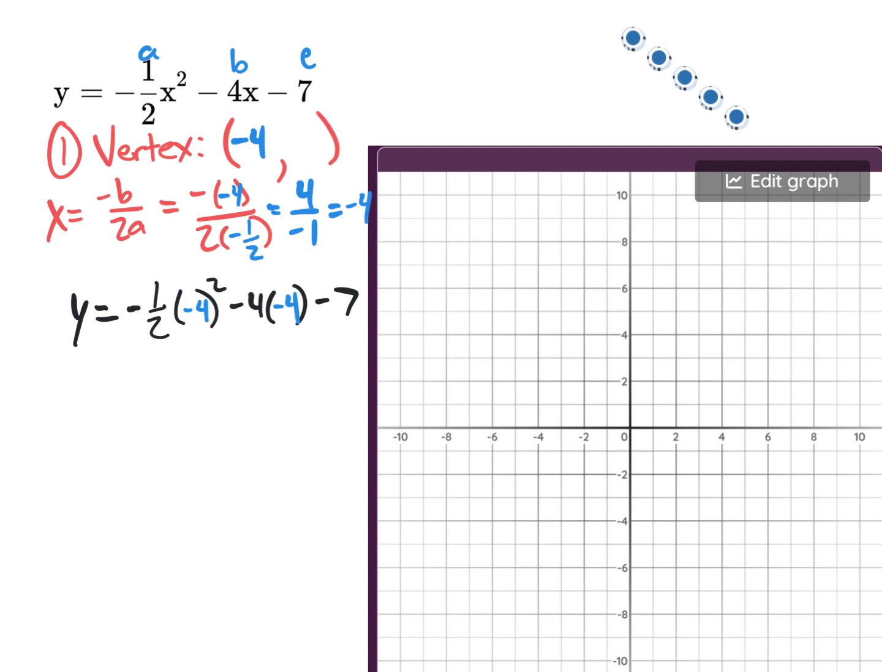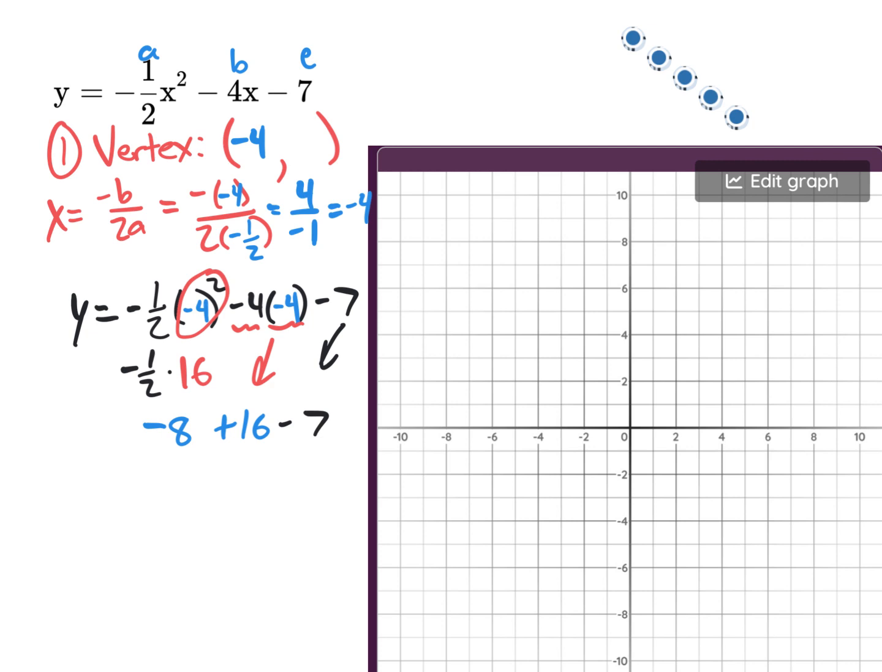So if you tend to make mistakes a lot doing this math, you might as well use a calculator. If not, just take it one step at a time. Exponents first, right? -4 times itself. -4 times -4 is positive 16. Then you'd have to multiply that positive 16 by that -1/2 that's in front. So what is -1/2 of 16? That would be a -8, okay? And then moving on over here, a -4 times a -4, that's a positive 16. And then of course that -7, we're just bringing it down.